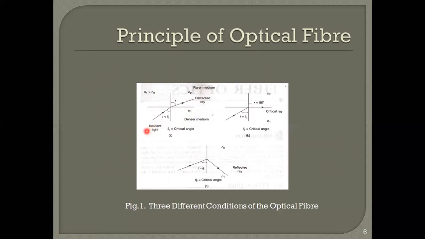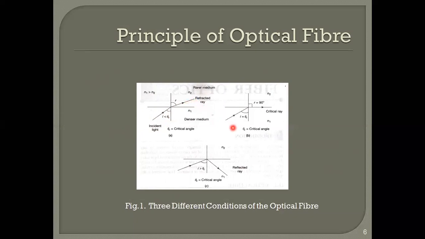In the first case, we are incidenting the light. This is the incident light. When the angle of incidence I is less than theta c, total internal reflection does not take place. When the light travels from the denser medium to the rarer medium, it gets bent. That is what we call the refracted ray.